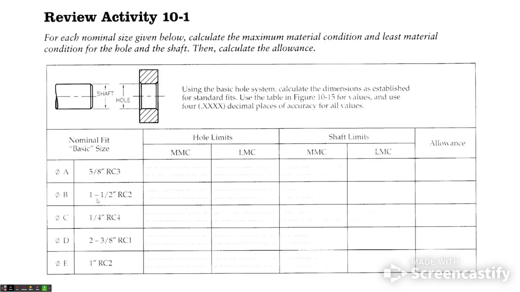Same thing here. This is a 1.5. They want that to be an RC2. A 1/4 RC3, 2 3/8 RC1, and a 1-inch that's an RC2. So then you can come back in here and fill out that chart with your calculations to see what the hole size limits should be and what the shaft size limits should be as well.